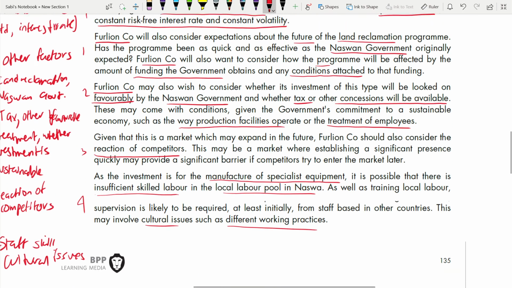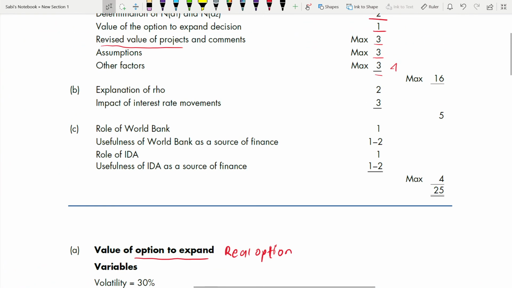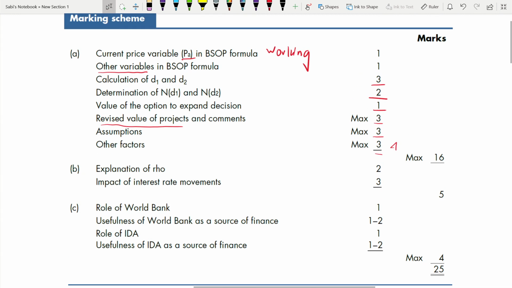Let's see how it is marked. Role of World Bank, 1 mark. Usefulness of World Bank as a source of finance, another 1 mark. Role of IDA, 1 mark. Usefulness of IDA as a source of finance, 1 mark. You have to know how you are getting those marks, how you are picking up those marks. If you don't know, you will not know what you are writing, in what direction you are writing, or whether it will make sense, because you keep on writing in one way. Maybe you're writing on one point, but actually there is no mark for that. So always make sure that you refer to the mark scheme and see.